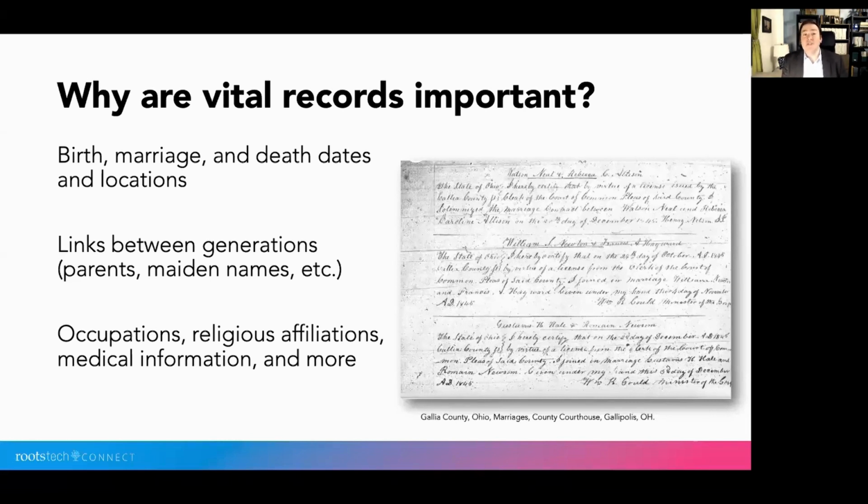They're important because sometimes a single document can link multiple generations. It can include the names of someone's father and mother. It might include the maiden name of a spouse. They also reveal information about occupations, about someone's religious affiliations, medical information, and other information that's important to us in our family history research. However, sometimes vital records cause us some problems.